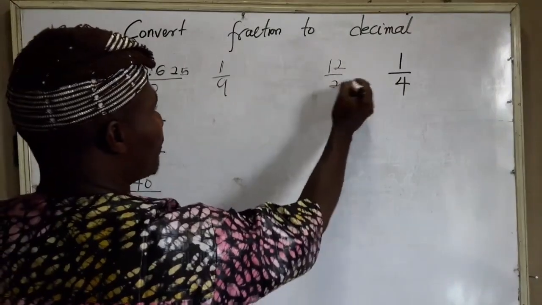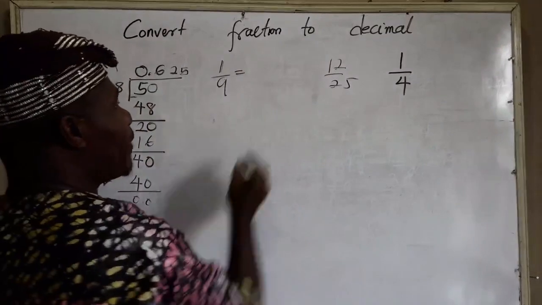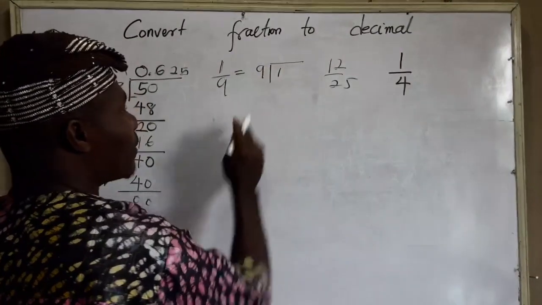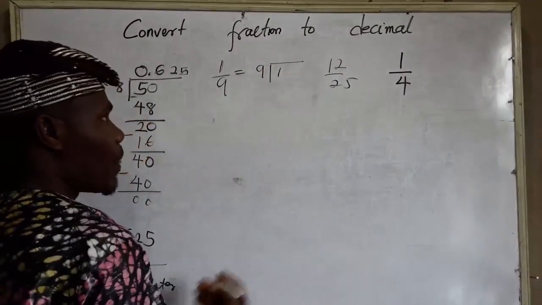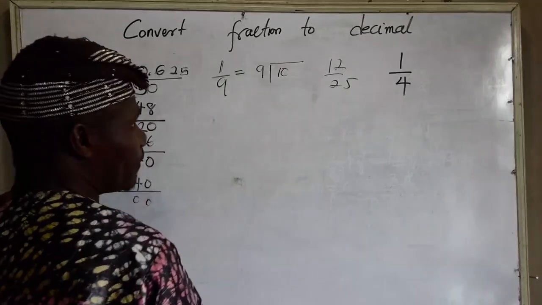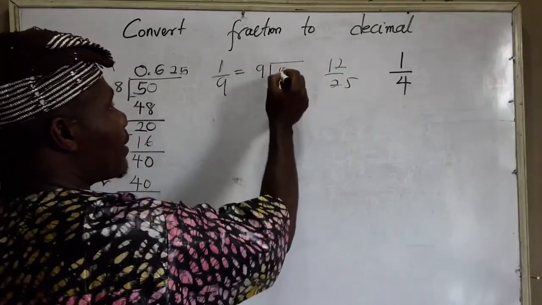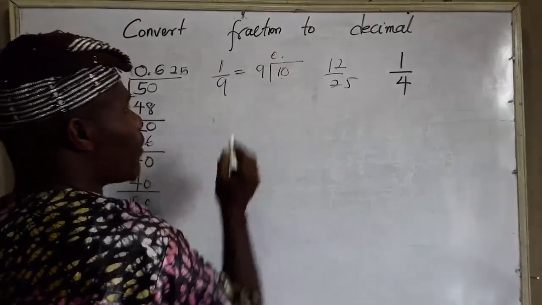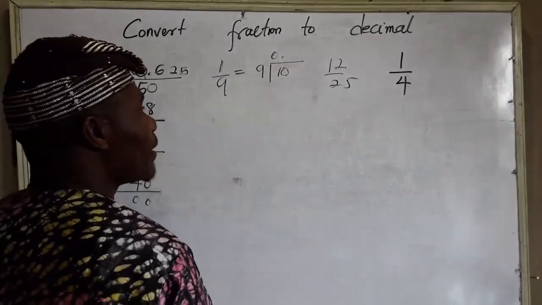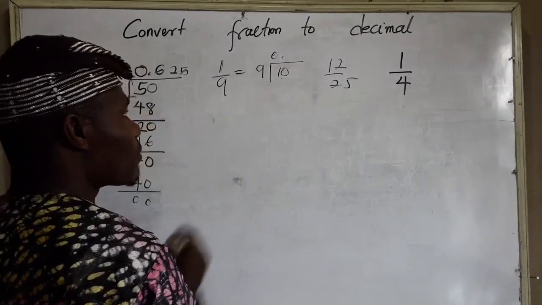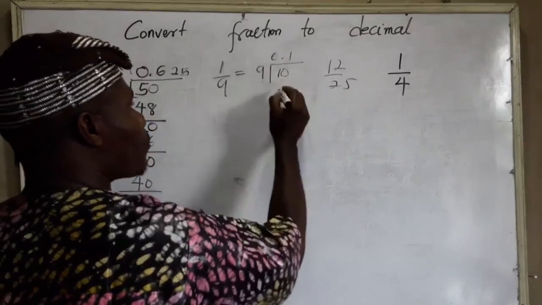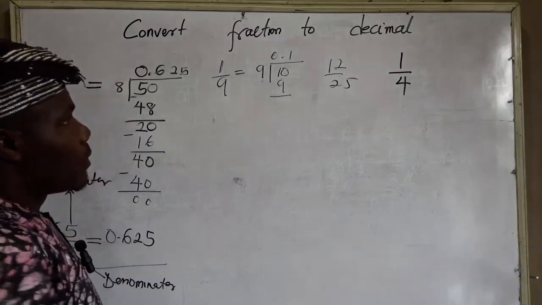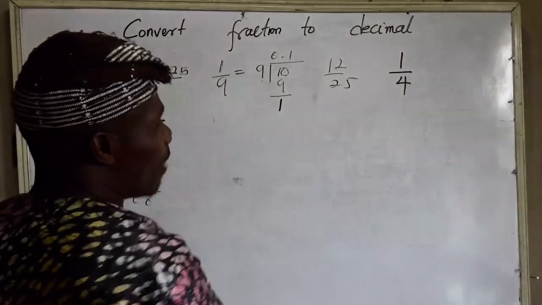So let's also explain 1 over 9. In explaining 1 over 9, we have 9 to divide 1. 9 dividing 1 is not possible. You borrow 0 to become 10, and you put 0 point. So now 9 in 10 gives us 1. 9 times 1 is 9. Let's subtract.